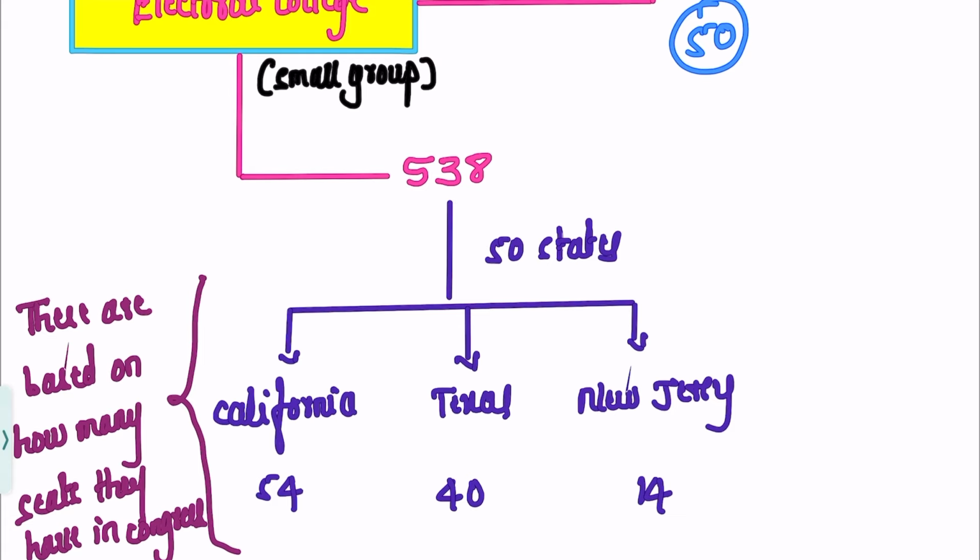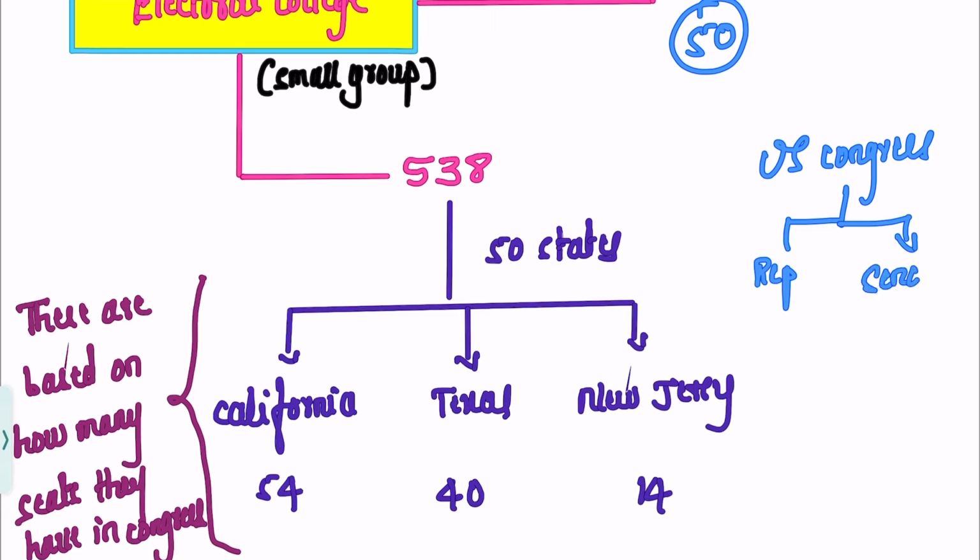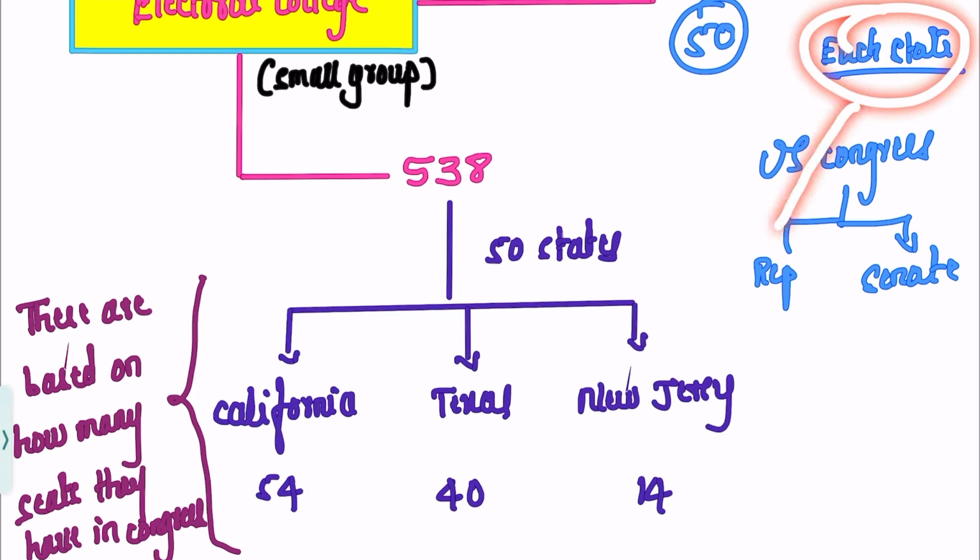Like Indian Parliament, in US, we have US Congress, right? So this US Congress has two houses. One is House of Representatives and second is Senate. Like in India, we have Lok Sabha, which is similar to House of Representatives, and Rajya Sabha, which is similar to Senate. So each state sends its representatives to both the houses. Like in India, each state sends representatives to Lok Sabha as well as Rajya Sabha. Similarly, in US, each state sends its representatives to House of Representatives and Senate.